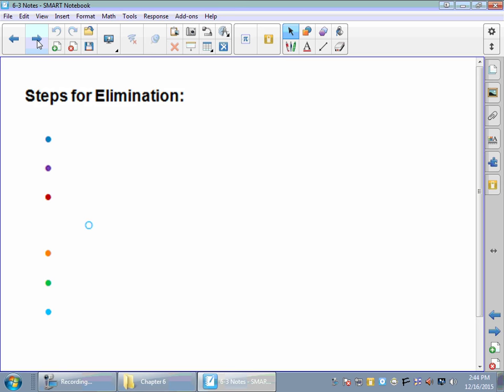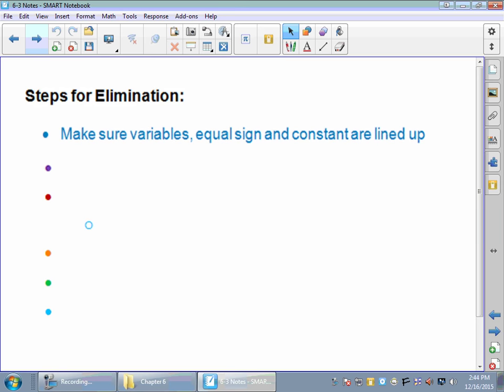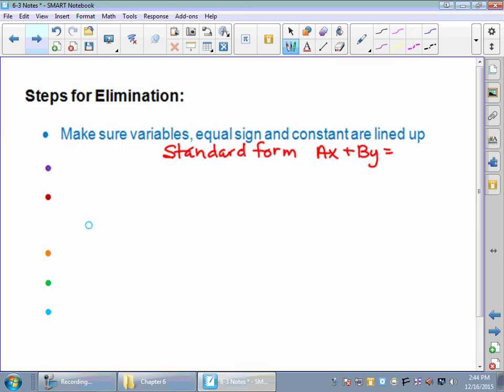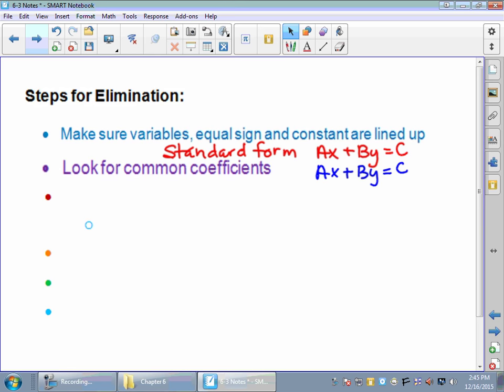So the steps for elimination. You're going to make sure the variables, the equal sign, and the constants are lined up. So the easiest way to do that is to put them in standard form. If you line them up in standard form, you'd have your x number first, then your y value, and then it equals the constant. And so what's going to happen is you're going to have two equations written right underneath each other in standard form, just like that. So your x's line up, your y's line up, and your constants line up.